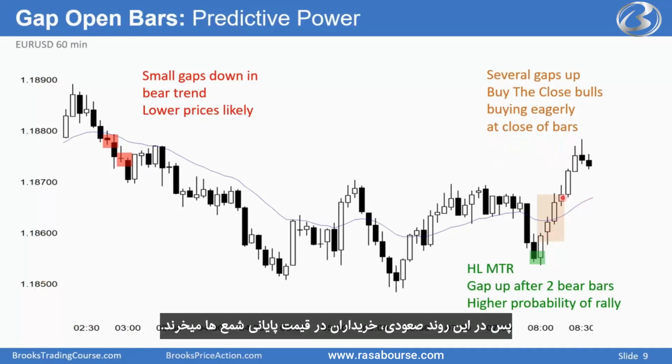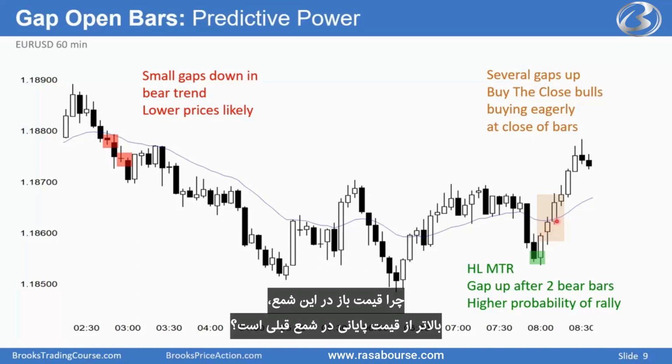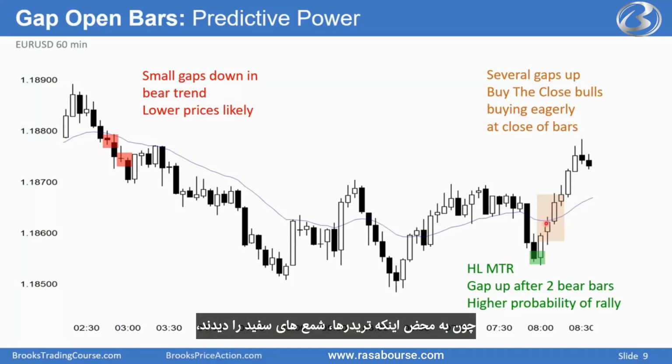Now we have a buy the close bull trend. Look at the open of this bar and the close of that bar. Why is this open above that close? Because so many traders thought the market was going higher. As soon as they saw this close, they hit buy the market. Why is this open above that close, or this open above that close? Because as soon as traders saw the bull close, they thought the market was going higher. Everybody hit buy the market, and with so many buy orders, the market opened above that close. So, a buy the close bull trend with gaps up. The market's probably going at least a little bit higher.